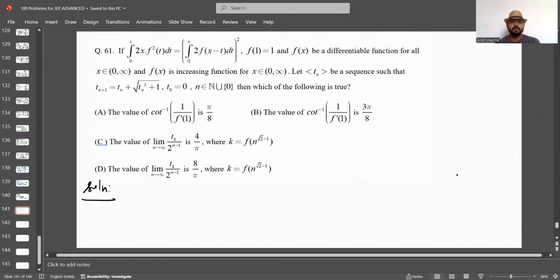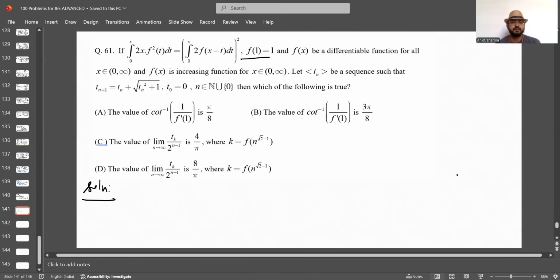So this problem is asking us: there is one equation given here, the integral from 0 to x of 2x times f squared, and f of 1 is given to be 1, and f of x is a differentiable function for all positive x, and f of x is an increasing function for all positive x. Then there is a sequence given. Then we need to see which of the options are true. So we'll now go ahead.